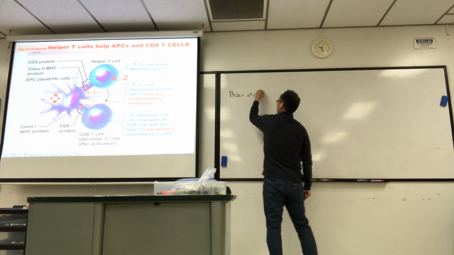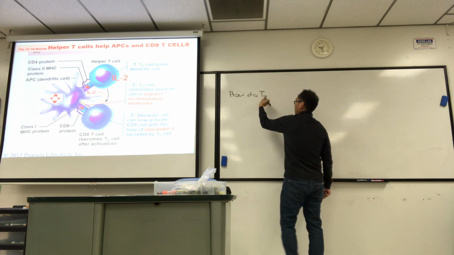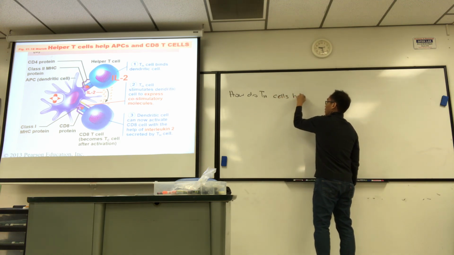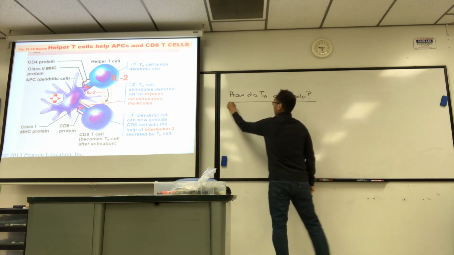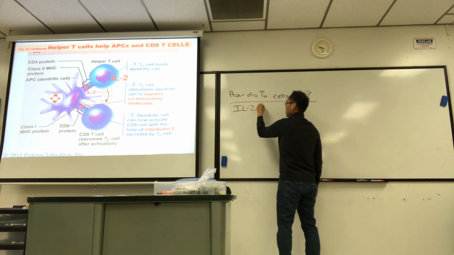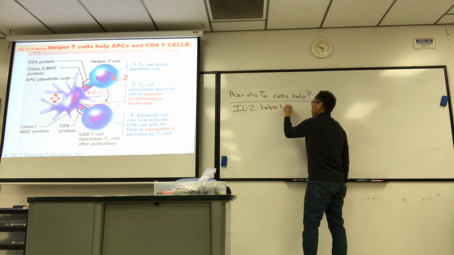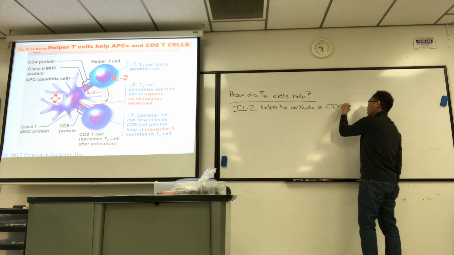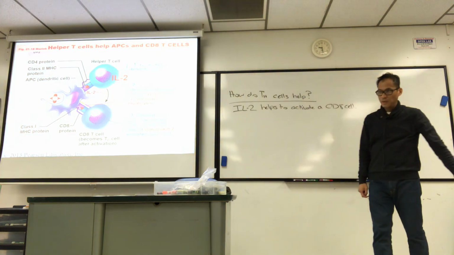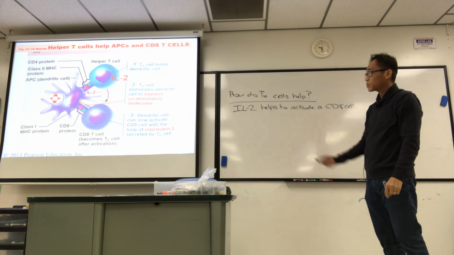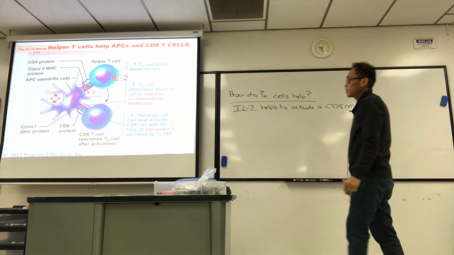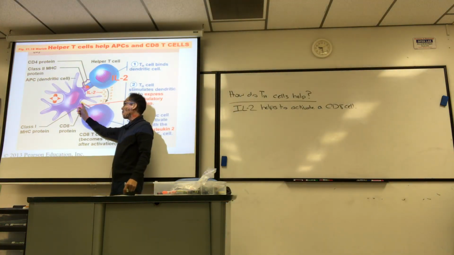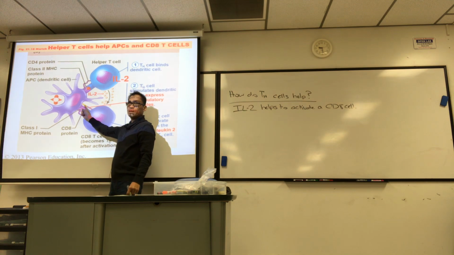How do the activated helper T cells help? That's the question I'm answering. Well, IL-2 helps to activate the CD8 cell. Those become the killer cells, the cytotoxic T cells. Also, what you see here is the T helper cell is helping the dendritic cell to express those co-stimulatory molecules, the B7 ligand.